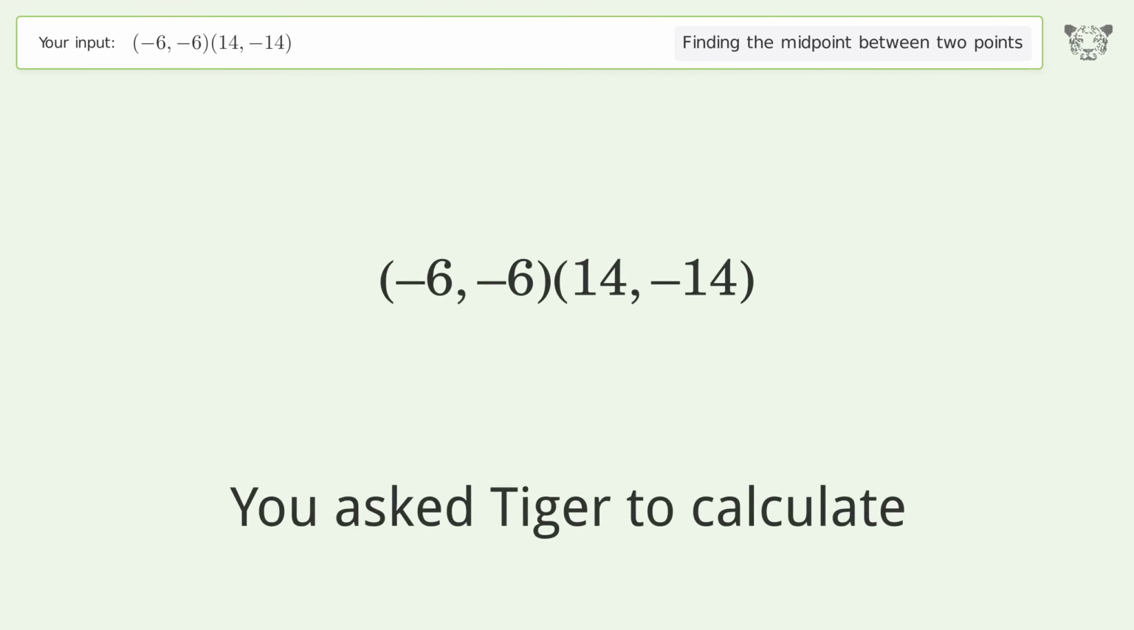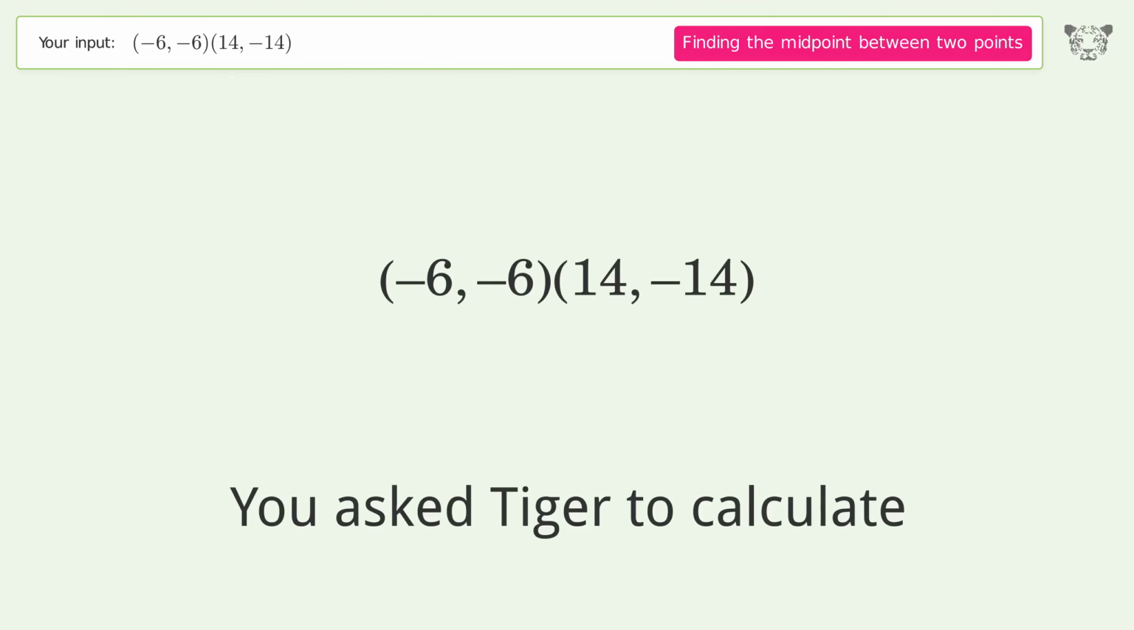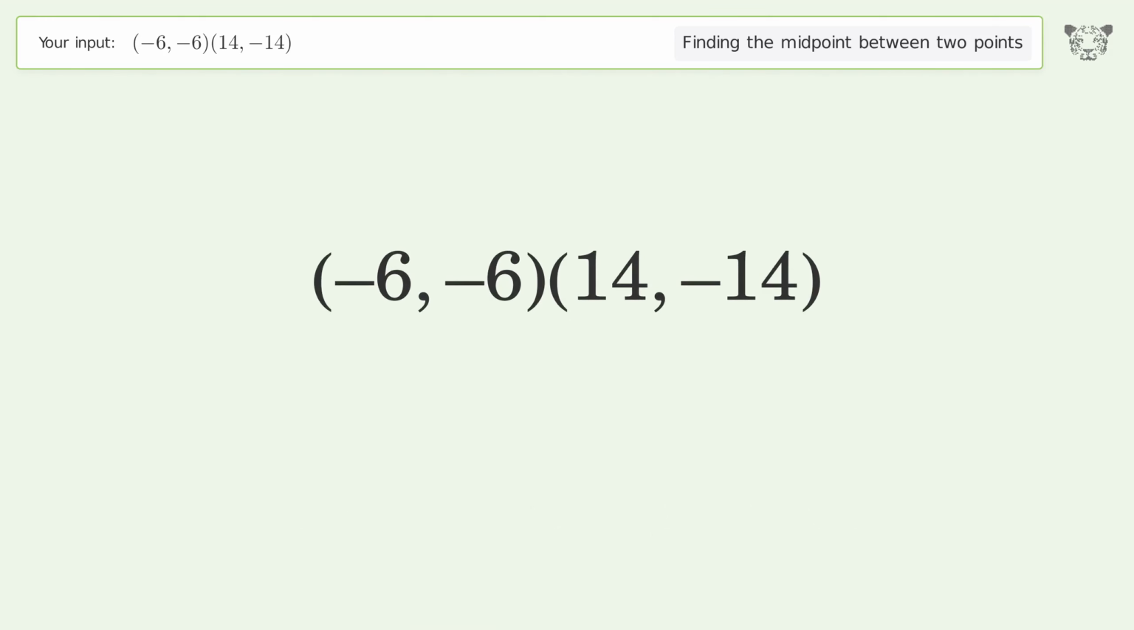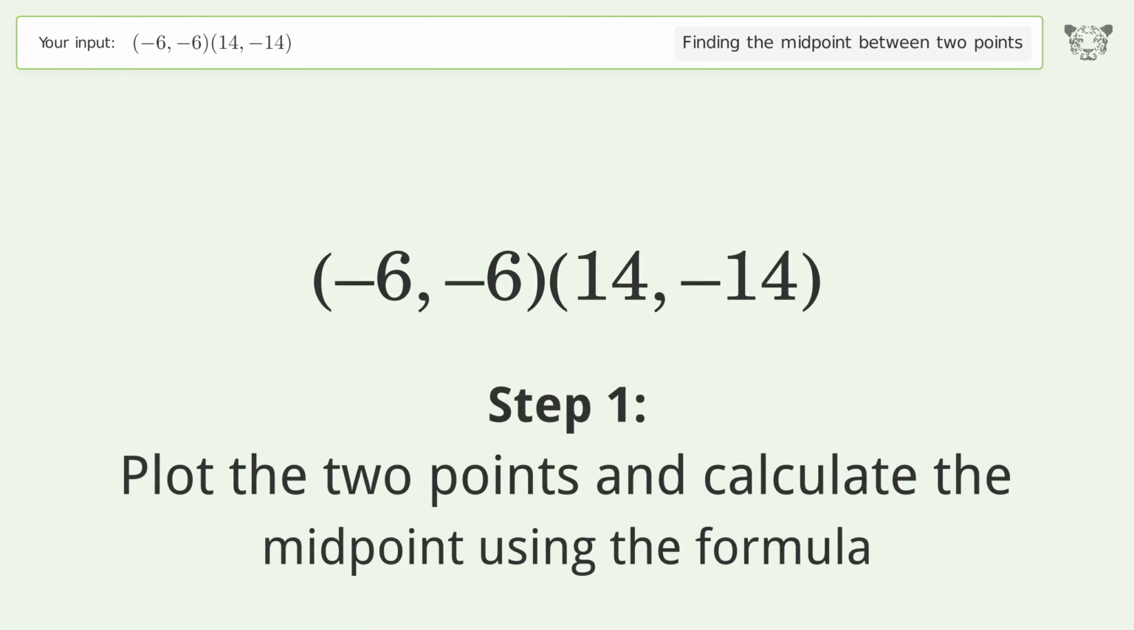You ask Tiger to calculate. This deals with finding the midpoint between 2 points. The midpoint between the 2 points is 4, -10. Let's solve it step by step. Plot the 2 points and calculate the midpoint using the formula.